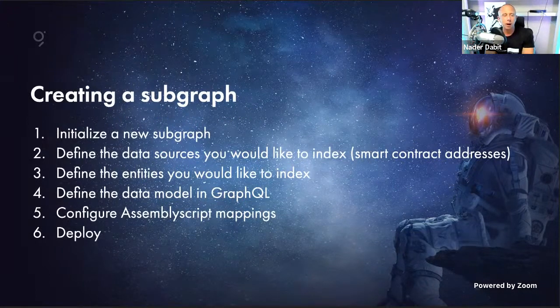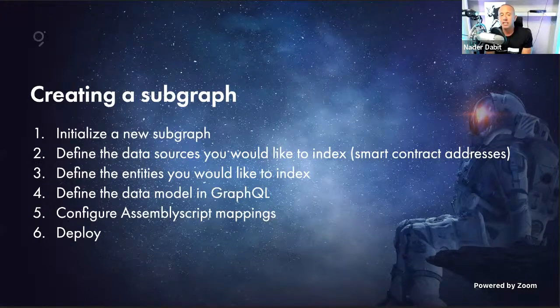So how do you create a subgraph? Well, you initialize a subgraph using the Graph Studio as well as the Graph CLI. You define the data sources that you would like to index. So for instance, a data source would just be a smart contract address. So we might say we want to index data from the Cool Cats smart contract, or we want to index data from the CryptoPunks, or in our case, we're going to be working with Zora, which is an entire marketplace. You then define the entities that you want to save.